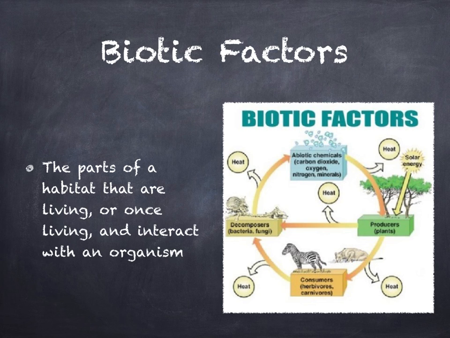Biotic factors. The parts of a habitat that are living or once living and interact with an organism are called biotic factors. The plants that provide seeds and berries are biotic factors. The ferrets and eagles that hunt the prairie dogs are also biotic factors. Worms and bacteria are biotic factors that live in the soil underneath the prairie grass. Prairie dog scat, owl pellets, and decomposing plant matter are also biotic factors.